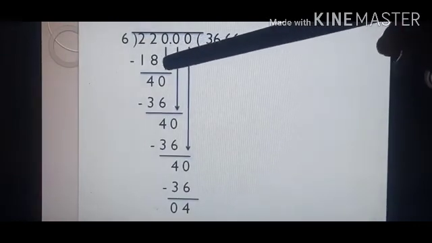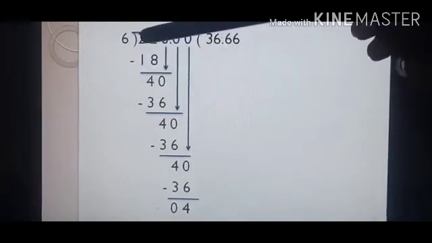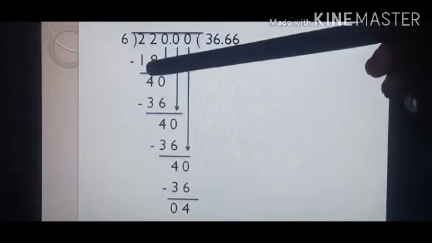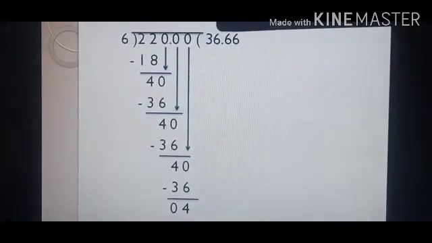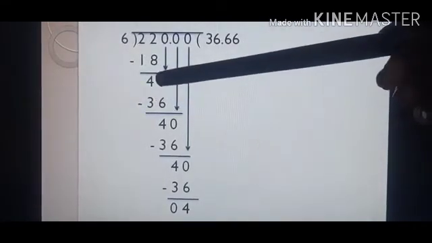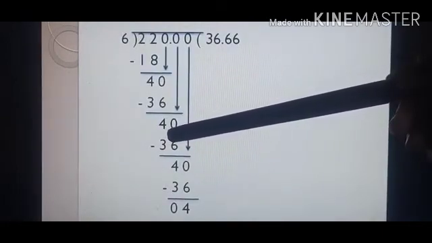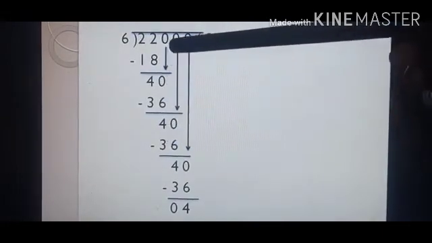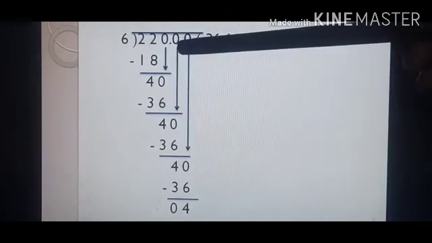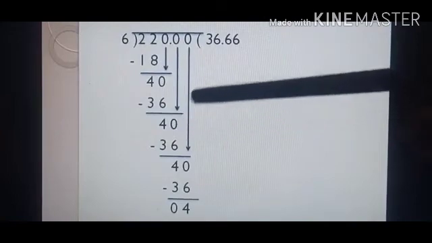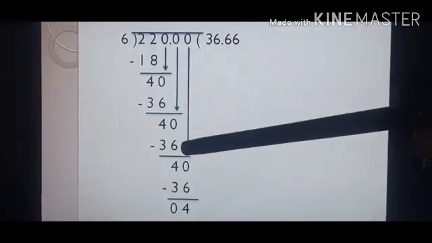Now 220 divided by 6. 6 3s are 18. So 22 minus 18, 4. Now we will take 0. Now our dividend is 40. 6 6s are 36. 40 minus 36, 4 is remainder. Now, as a remainder is left, we will put decimal and we will consider 0. The 0 will be taken here. 4 will become now 40. Then 6 6s are 36.